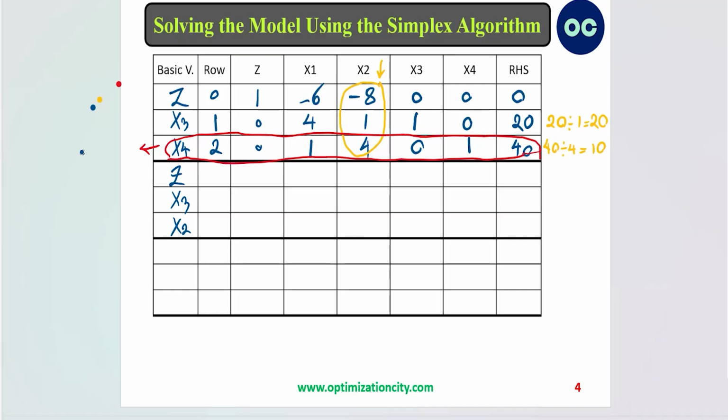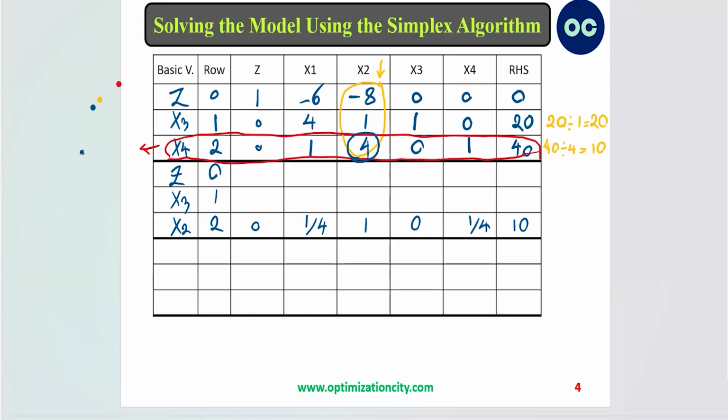The pivot element here is 4. This is the pivot element. To make it 1, divide row number 2 by 4. So the pivot becomes 1. Use the row operation to eliminate x2 from the other rows. So row number 2 becomes 0, 1 divided by 4, 1, 0, 1 divided by 4, and 10.